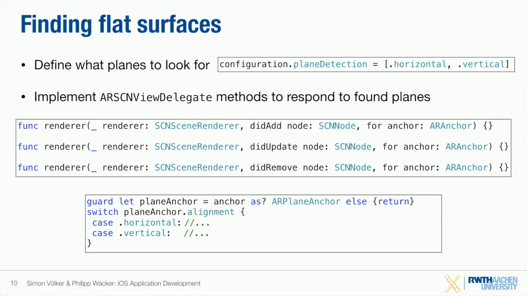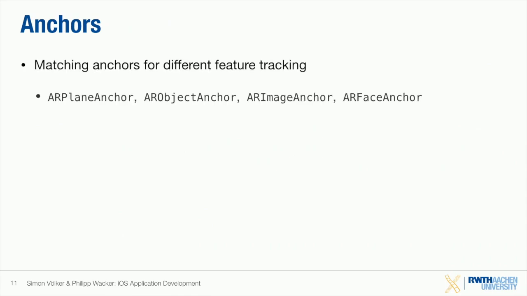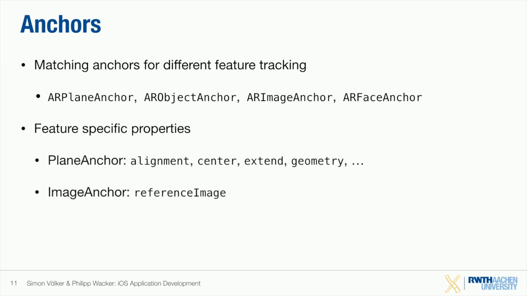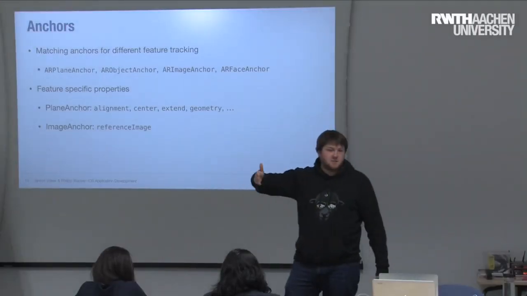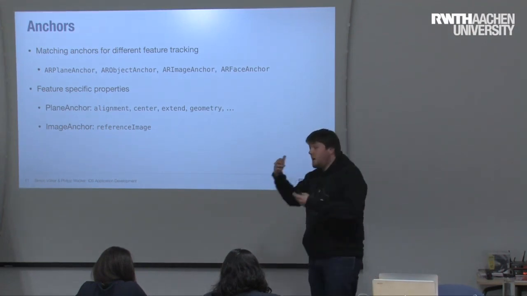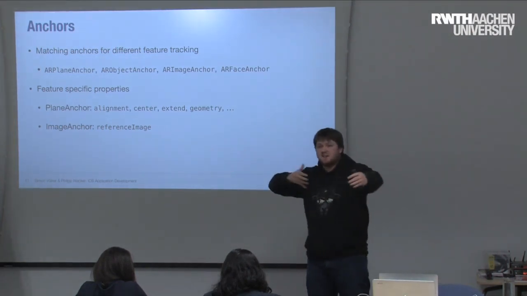For anchors, there are different anchors for all the different elements that you can track. If I'm tracking planes, the system will return plane anchors. If I'm tracking images, I get image anchors and so on. All of these anchors have specific properties relevant to the feature I'm tracking. For example, for a plane, I get information about whether it's a horizontal or vertical plane, where the center is, and what the size and alignment are.